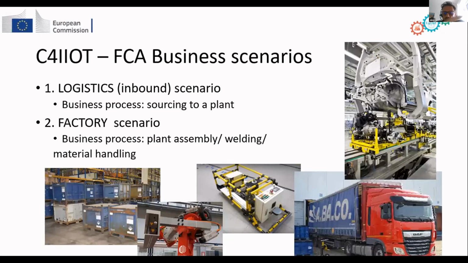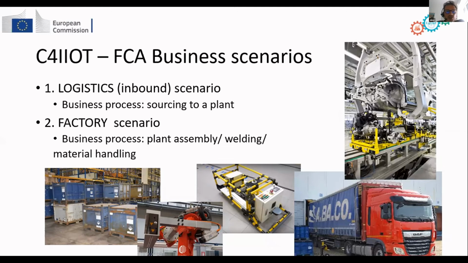So we went on then to define two different business scenarios. One is on the inbound logistics. So that's the process of sourcing components and subsystems to our plants. That's the first one. And the second one is on the internal process of the plant, whether it's assembly or welding with robots, or moving robots, for example, for logistics inside the plant. This is the objective of the second scenario.